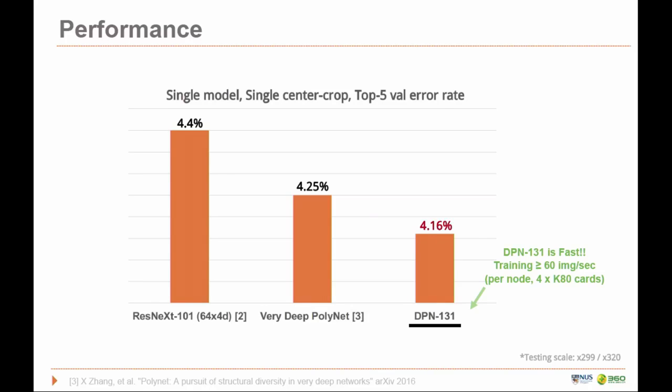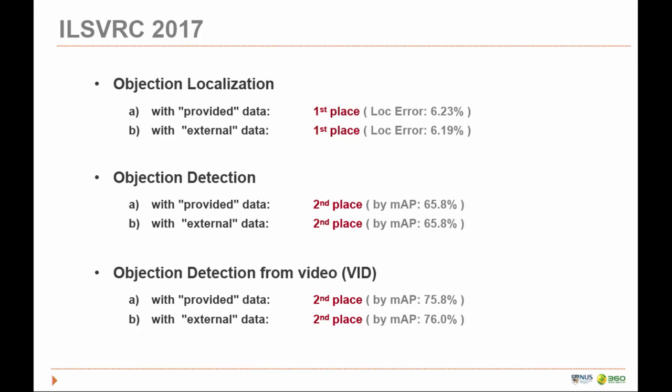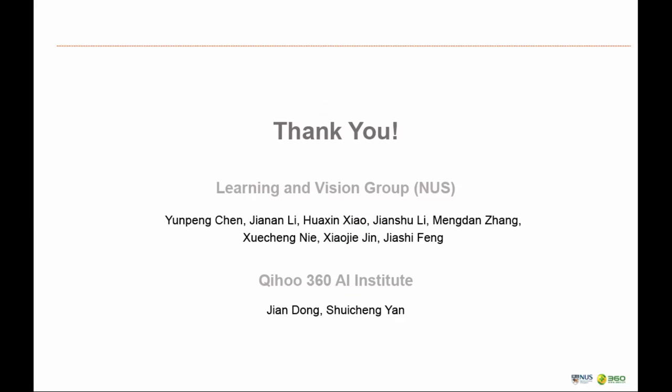And in this year's ImageNet large-scale visual recognition challenge, we also achieved very good results, with all tasks within the top 3, using our proposed DPN as the backbone CNN. If you want to know more, please come to our poster session. It's number 130. Thank you.